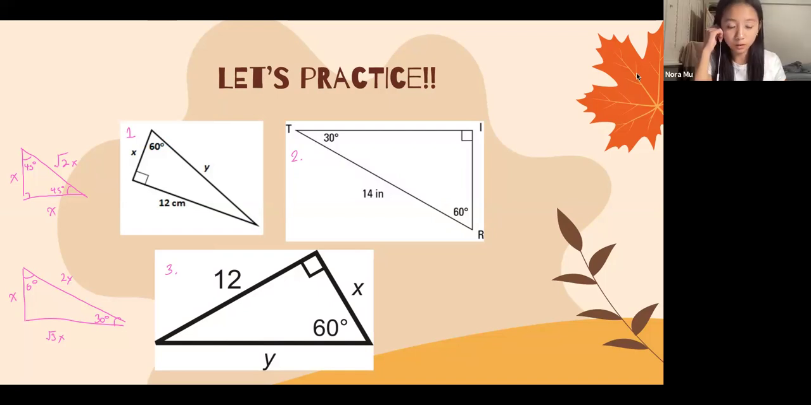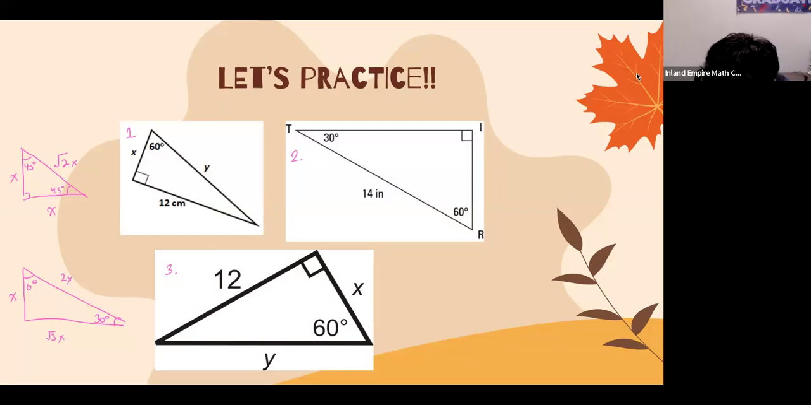Okay, so starting with number 1, we see a triangle with 60 degrees, x, y, and 12. We know that 12 is on the leg where it incorporates the 30 degrees. So we know that that side is where x is multiplied by square root of 3. Could you possibly mark that on the screen? For x? No, for 12.